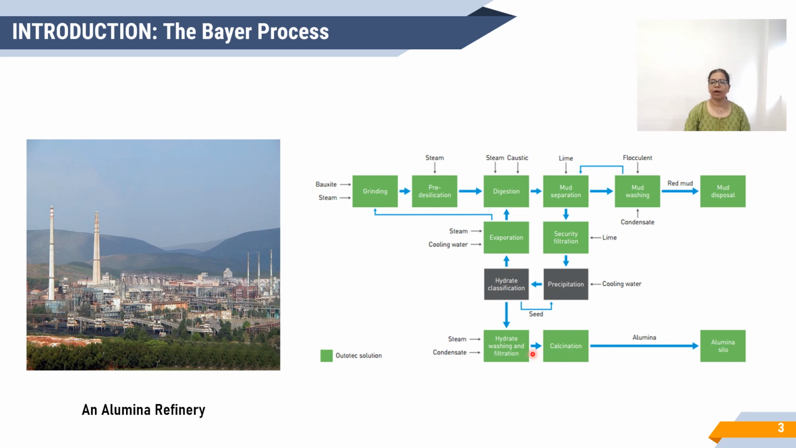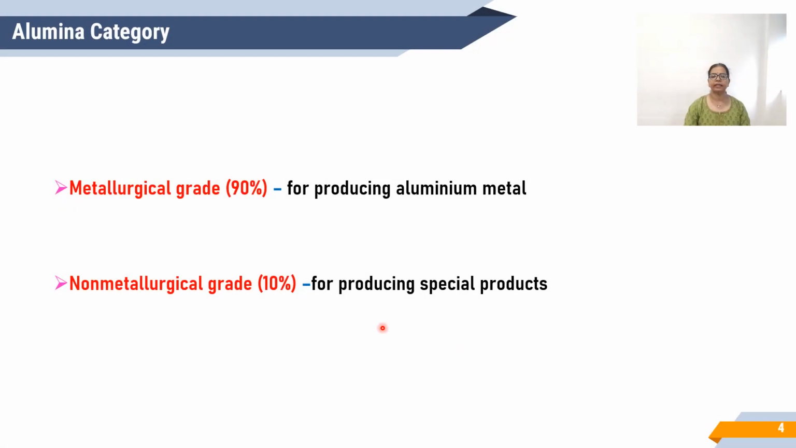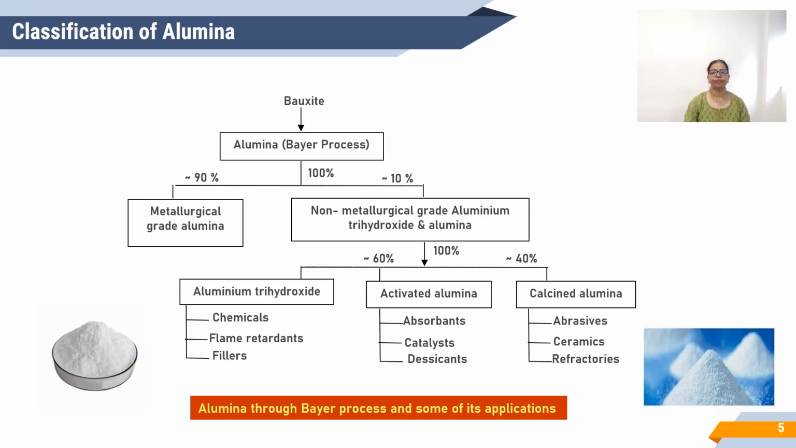Now here, after we get the hydrate, it is classified into two categories. 90% of it goes into the production of aluminium metal, which is called the metallurgical grade alumina, while the non-metallurgical grade alumina, which is 10%, is used for production of special products. Now, which are these special products? We would be saying this in detail. First of all, as I said, the Bayer process produces hydrate, of which 90% goes for production of alumina, while the rest 10% goes for non-metallurgical grade special products.